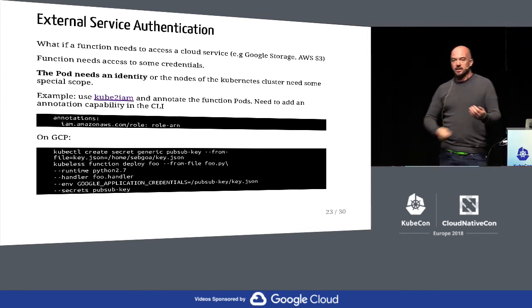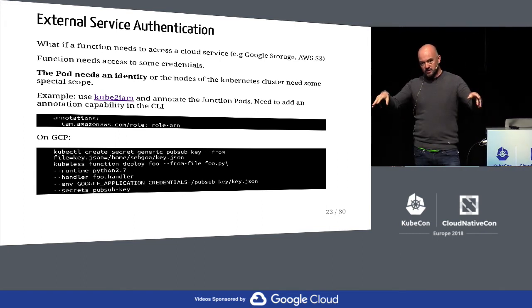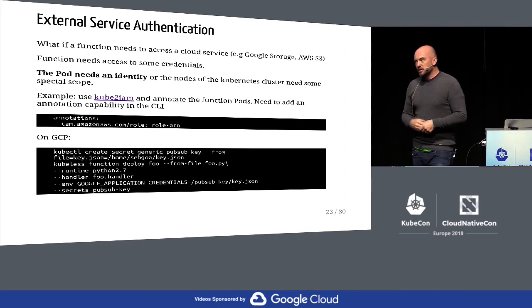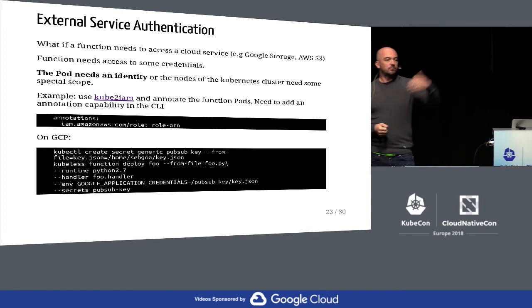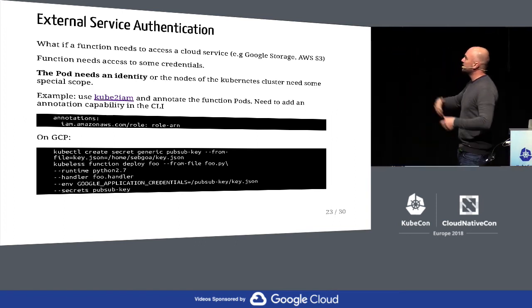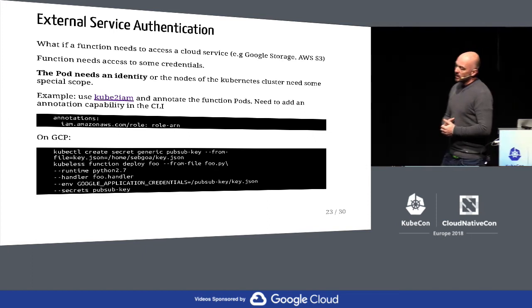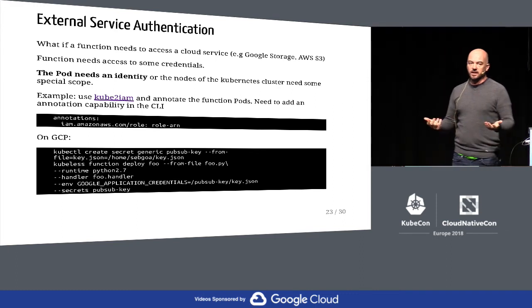So now let's move on to external service authentication. That's where it gets interesting, because those functions that are glue between cloud services need to be able to do things with the cloud. So typically that means that they need to have access to some type of service account to talk to cloud storage or talk to Kinesis, Cloud ML, you name it. So how do you give a pod function an identity so that it can do things?